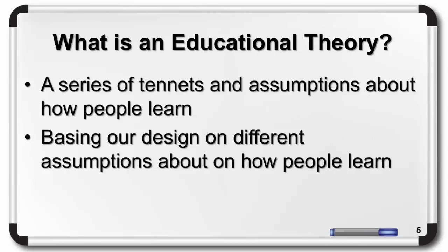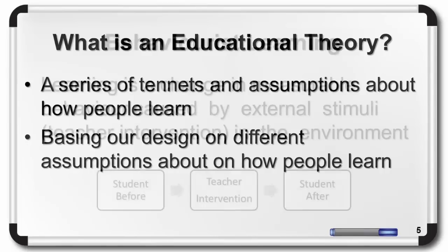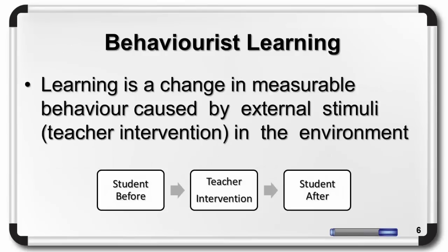Simply put, an educational theory is a series of tenets and assumptions about how people learn. So when we use different educational theories in our learning design, we are basing our design on different assumptions about how people learn. The first theory we'll discuss, educational behaviorism, has roots in broader behaviorism theory developed in the field of psychology. In education, behaviorism assumes that learning is a change in observable and measurable behavior caused by external stimuli in the environment. For example, teachers manipulate student experience and motivation in the classroom to influence how their students think and act.